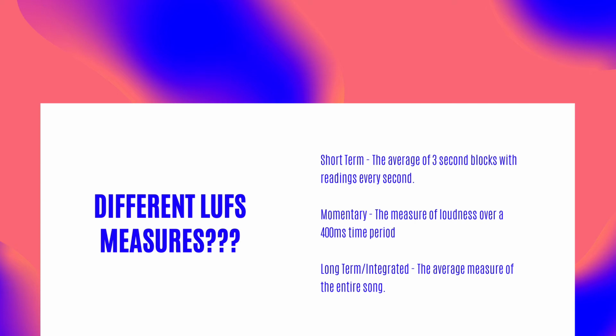Short-term loudness is a measure usually taken from the average reading of 3-second blocks with readings every second. Momentary loudness is the measure of loudness over a 400 millisecond time period. Long-term or integrated LUFS is the average measure of the entire song. Each measure is useful for differing reasons and for different mediums.